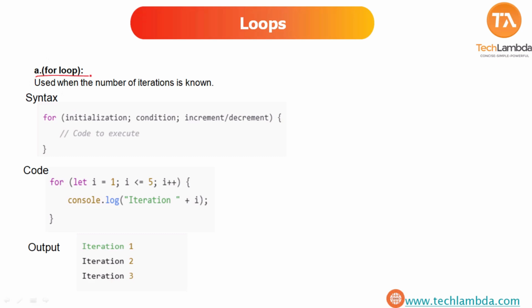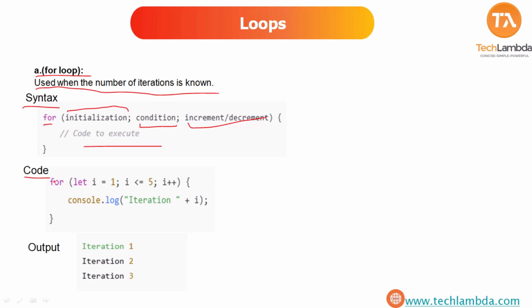For loop. The for loop is used when the number of iterations is known, right? So what is the syntax of this for loop? We write for, and first we write the initialization, in the middle we write the condition, and then there is an increment or decrement. Under this, we have the code to execute.